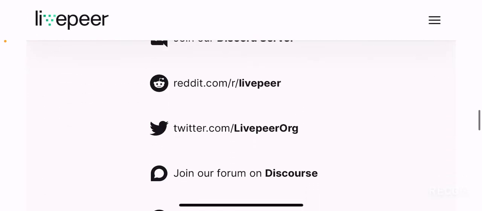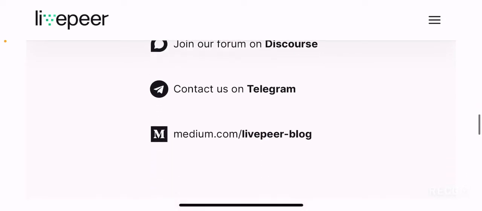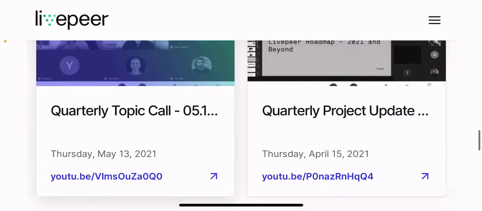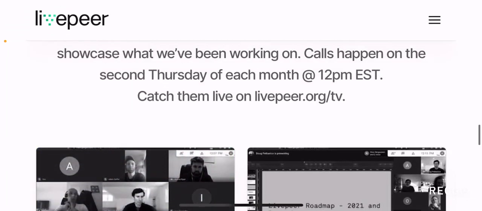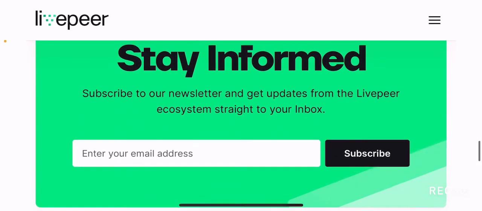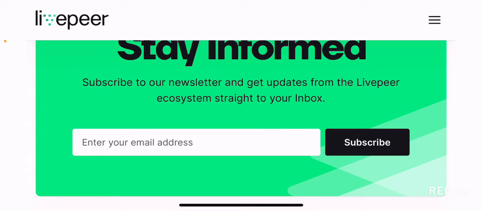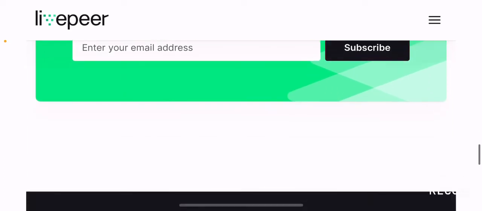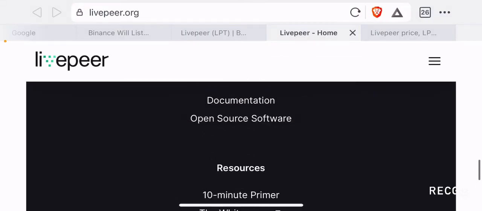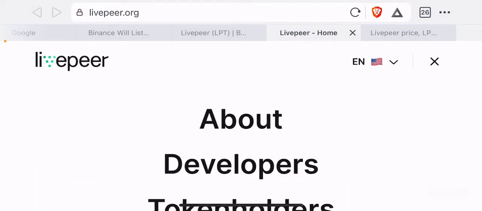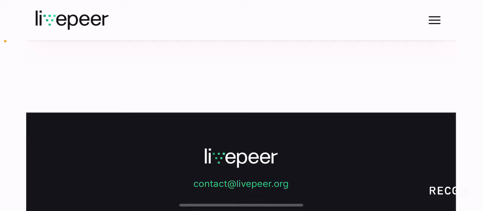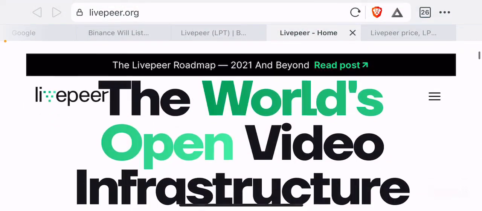You can also join their community by accessing their Discord, Reddit, Twitter, Discourse, Telegram, as well as Medium. You can also see some of the information that they have posted on YouTube, join them and ask questions and so on. You can also be a newsletter subscriber by adding your email ID here and subscribing to the newsletter. And that's pretty much it, right? Again, a very simple and elegant website with a lot of information that can be helpful not only to people who want to develop on top of Livepeer, but also people who want to be invested in the long run. Very interesting project indeed.